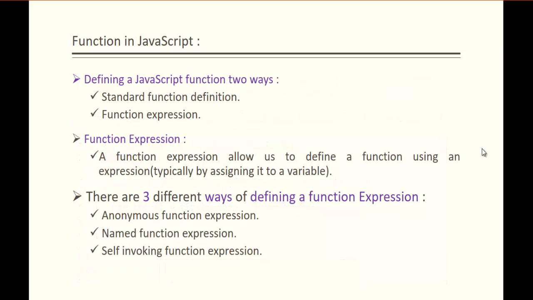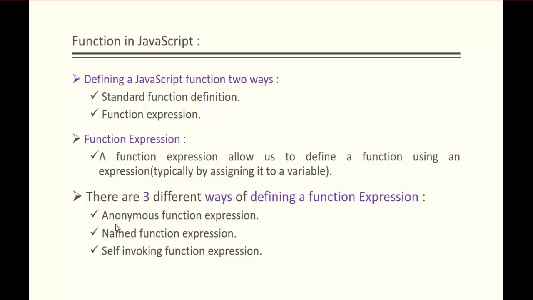And also we can define the function in another format, that is function expression. So what do you mean by function expression? A function expression allows us to define a function using an expression. Typically we assign this function to a variable. This way of defining a function, assigning a function to a variable, is called function expression. In function expression, we have three different ways of defining it: anonymous function expression, named function expression, and self-invoking function expression.